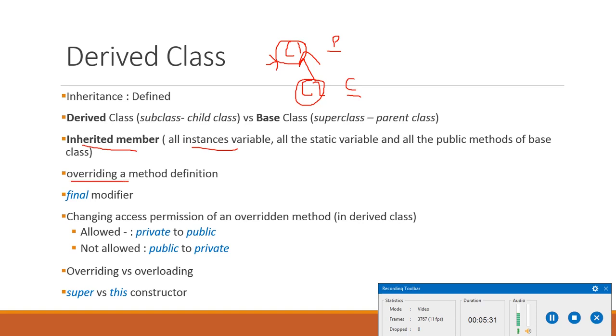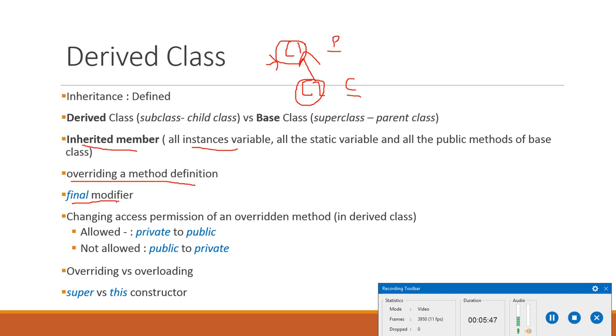Overriding, we know what is overriding. It can override a method. So the child class can override a method definition of the parent class also. Then we will talk about the final modifier. What is a final modifier?